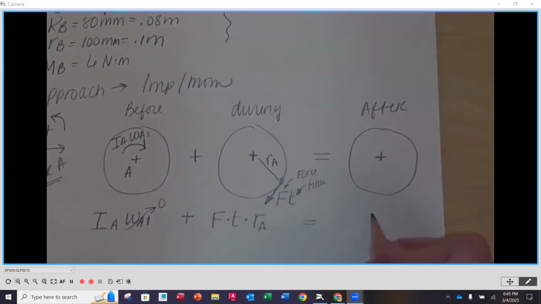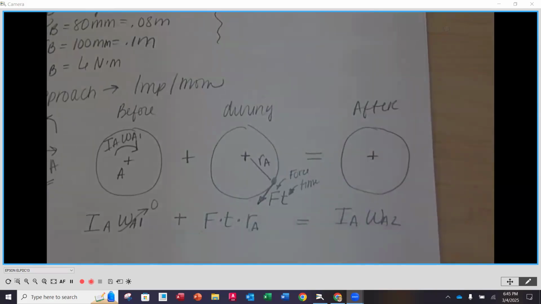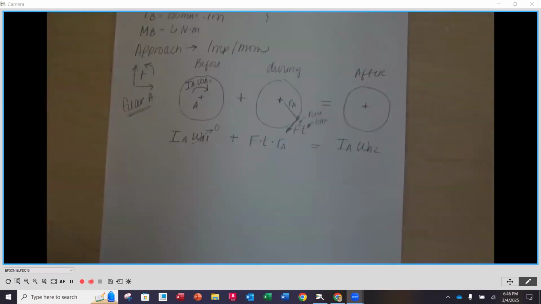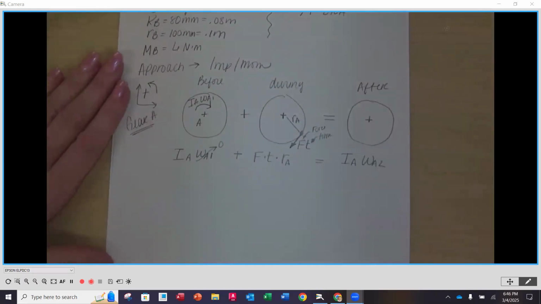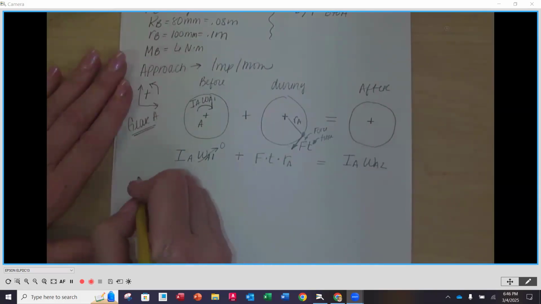It's going to be equal then to the moment of inertia about A again times omega A2. And that there will be a value that's going to be after that moment is applied. Now, we could look back at sample problem 17.2. That was module 3 when we did it. But I'm just going to review here.